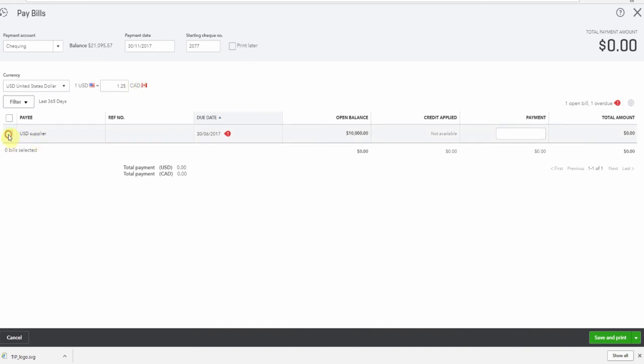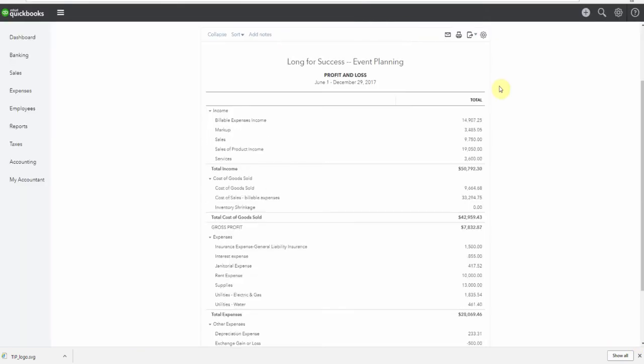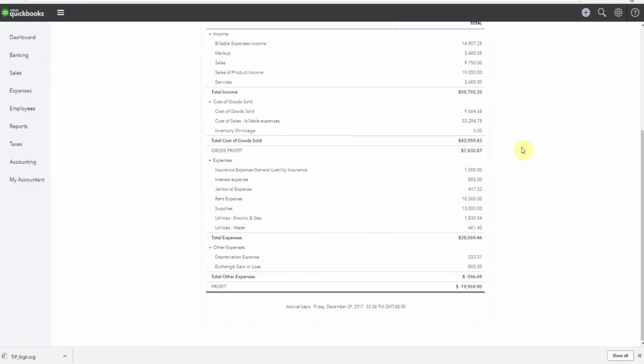We're paying from a Canadian dollar account, and here we can see the amount of the payment is $12,500. The USD amount is $10,000, which is what's being calculated at that rate of 1.25 that we specified. Now let's look at our income statement. The exchange gain or loss is being calculated automatically as $500. This is the difference between the 1.3 when we purchased the supplies and the 1.25 when we paid for them.